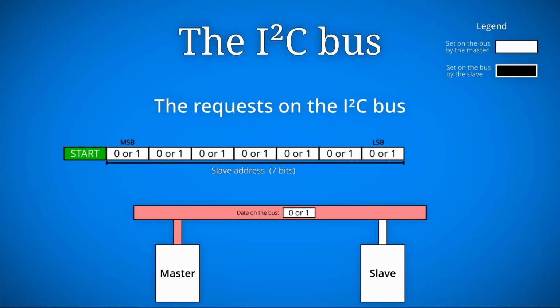Once the 7 bits of the slave address are sent, the master must indicate the type of request it wants to use. To do this, it sends a bit of data: 0 for a write request, 1 for a read request. At this point, the slave with this address must tell the master that it's on the bus and ready to receive the next part of the request. The slave does it by sending the acknowledgement signal, ACK, by setting the data bit 0 on the bus.